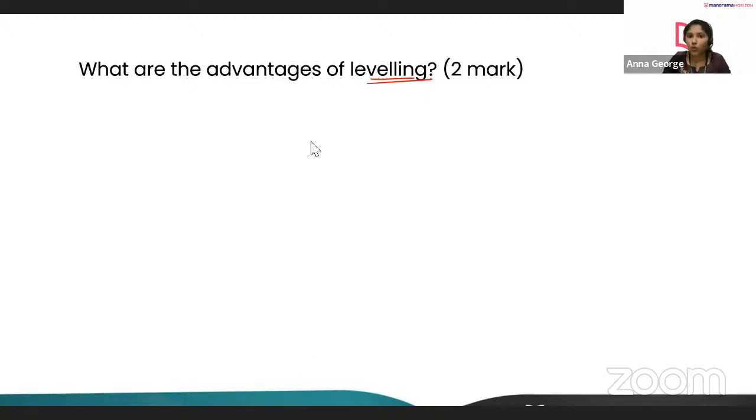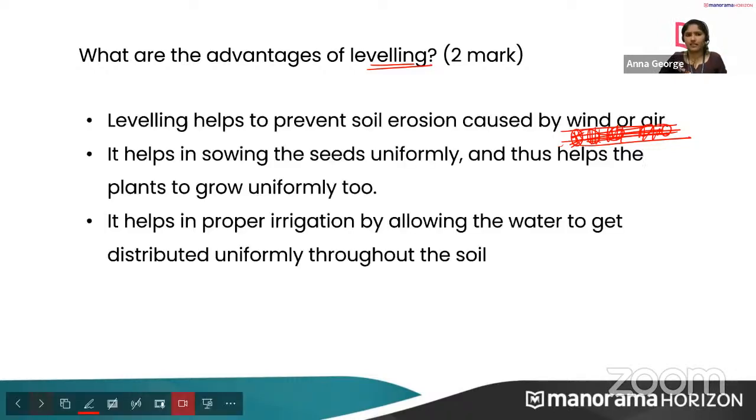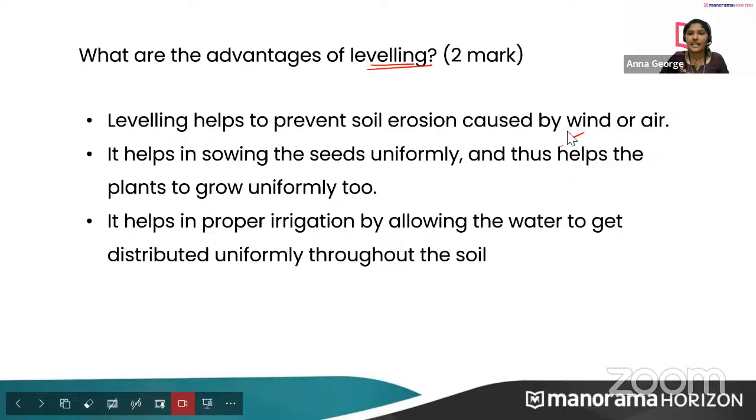We know that the soil, as such, has a lot of large crumbs. So we need to break them into small pieces and level the soil so that the plants can be sown or grown in a definite manner. So that is leveling. Okay. So what are the advantages of leveling? Leveling helps to prevent soil erosion caused by wind or air.